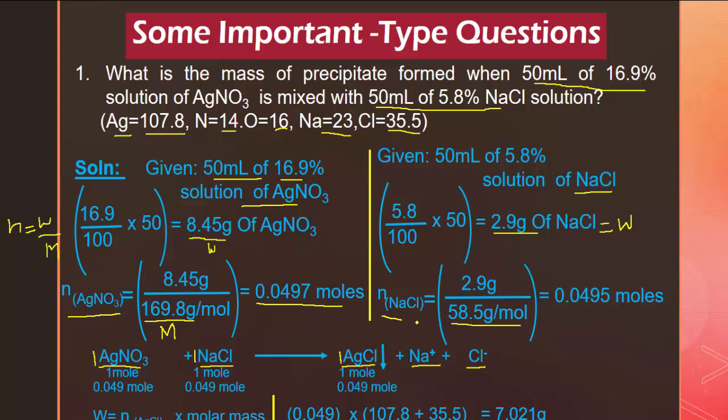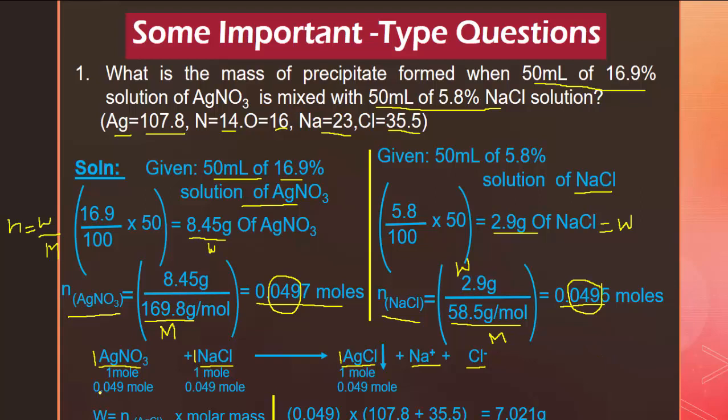So let's find out the number of moles of NaCl, because we know M and we know W. W is 2.9 and M is 58.5. When we simplify this, we get the value as 0.0495 moles. If we take into consideration only the first three digits after the decimal, 0.049, here also 0.049. So it's giving us the same value.